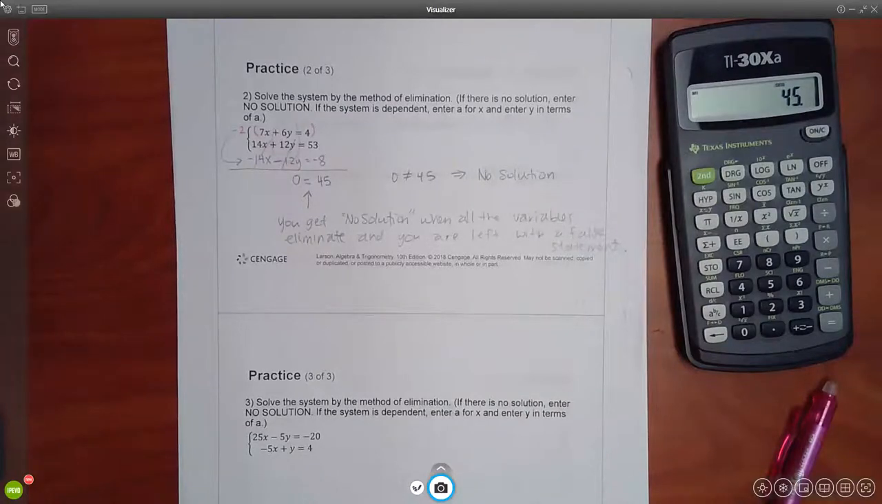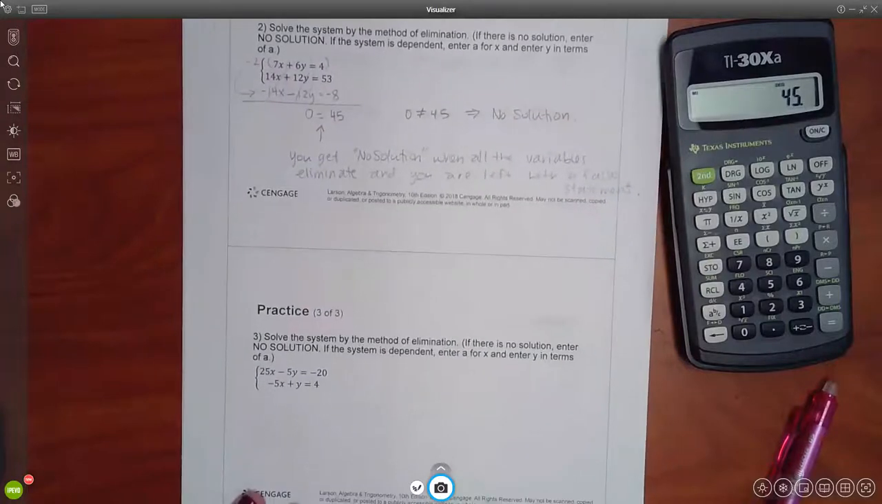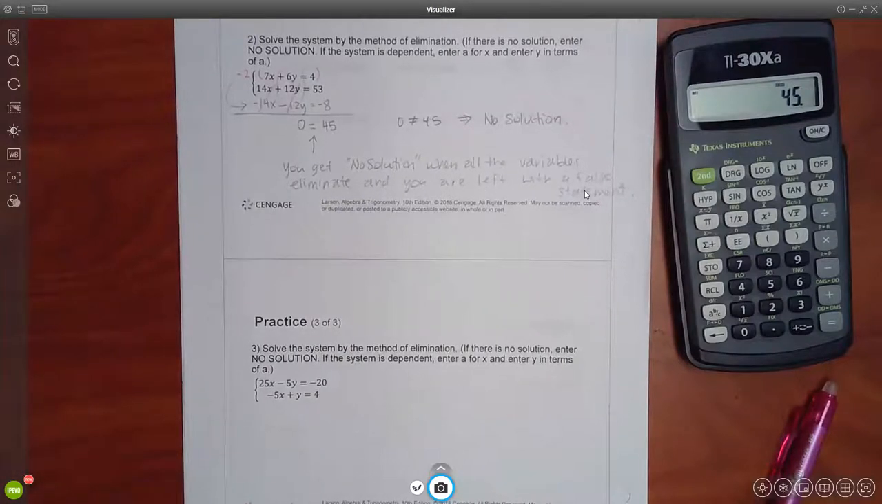But then that leaves the question, well, what happens if you do get zero and zero, right? That's the case when you have infinitely many solutions, okay? But how you write your answer is really weird. So I'm going to talk about that when we get to the next one, because the next one is going to do just exactly that. So the next one is an infinitely many solutions problem.